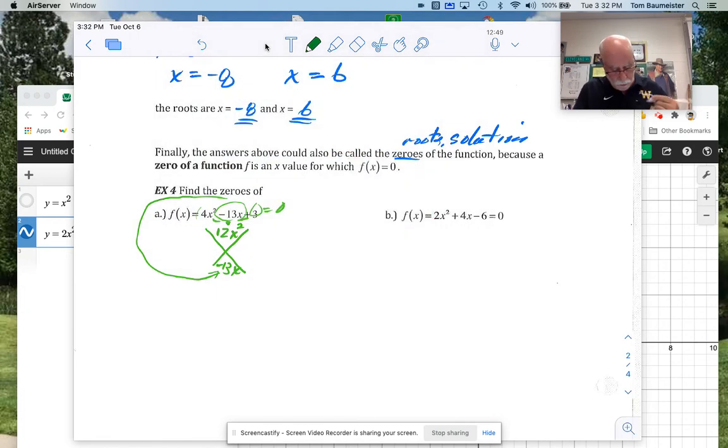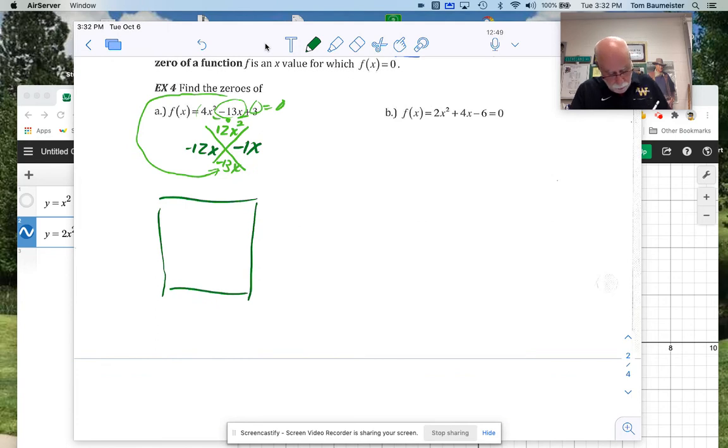All right, so if I give you some wait time there. So if we took negative 12x and negative 1x, that would give us exactly what we need. All right? So now I'm going to take that and I'm going to put it in a box. Okay, I want to make sure I give myself enough room there.